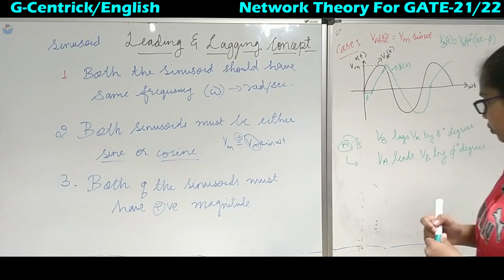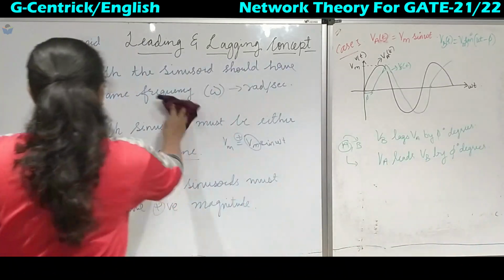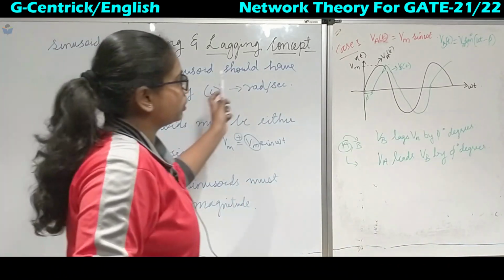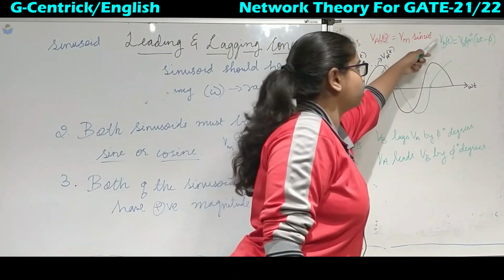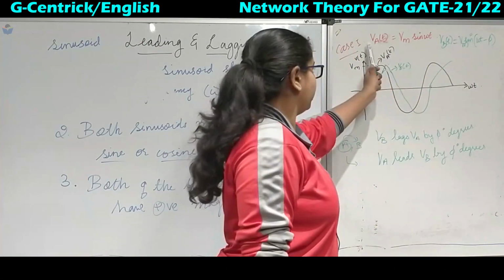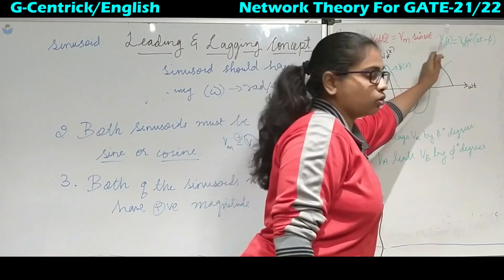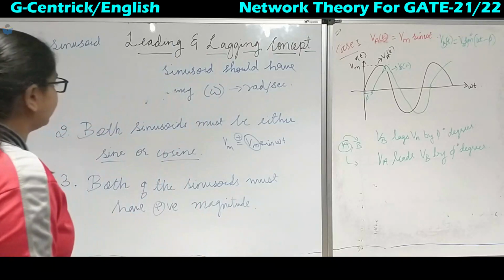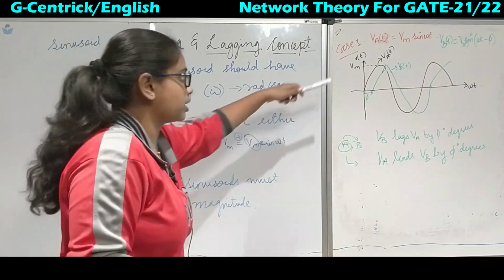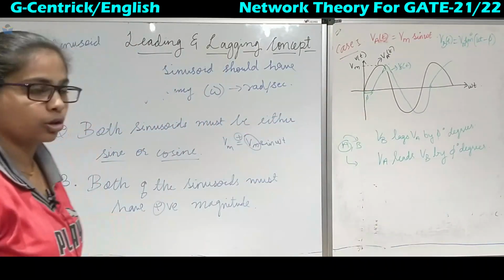Next, if you take, I'll rub this one. Now if you see, both of them have the same frequency, that is omega t and omega t, and both values are positive, plus and plus, and both are in terms of sine. So all three conditions are satisfied. That is why we can apply this concept.